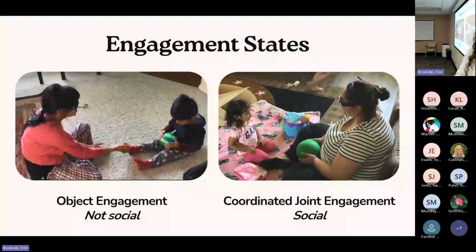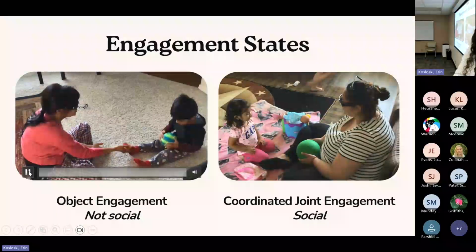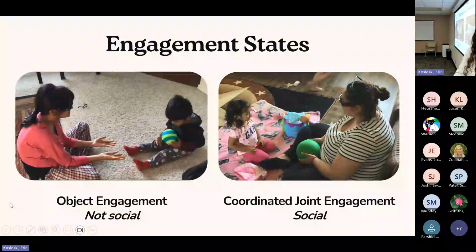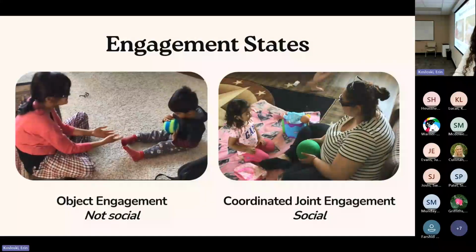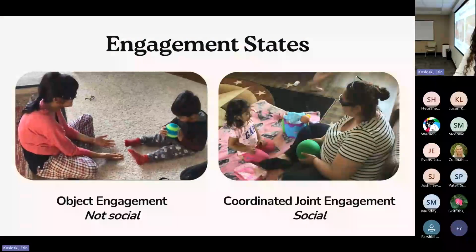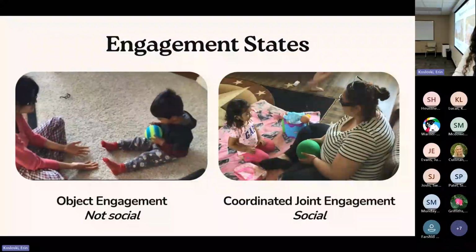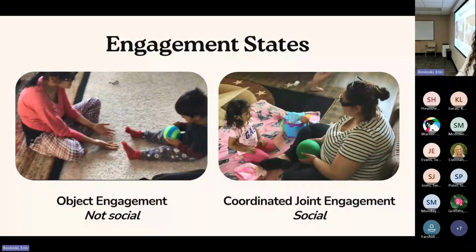The first is object engagement. The kid isn't really talking, mom's talking, but you see here, he is, again, locked in on the ball. He's playing with the ball. Mom is there. She's trying to get him to give her something, but he is kind of doing his own thing right now. So he is object engaged. This is not a social type of engagement state.